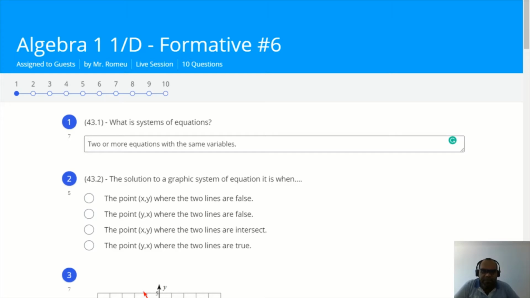Let's understand our formative number 6. It's pretty simple, and let's solve some exercises here. The first one: what is a system of equations? Here's my answer. A system of equations is two or more equations with the same variables. Ta-da! System of equations. Great.